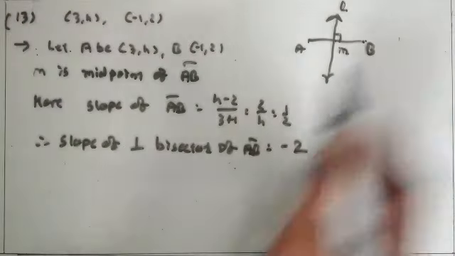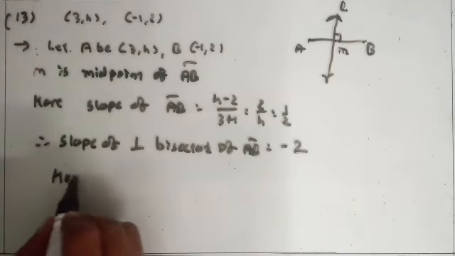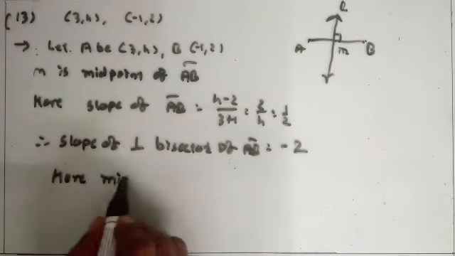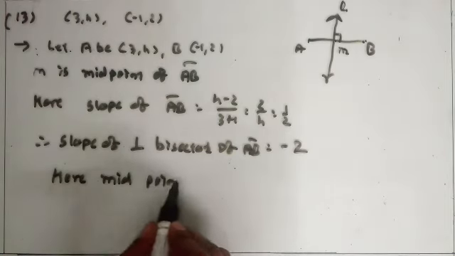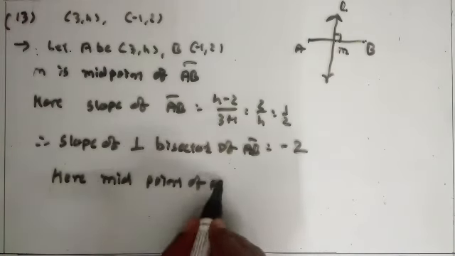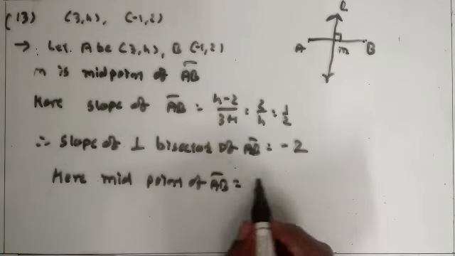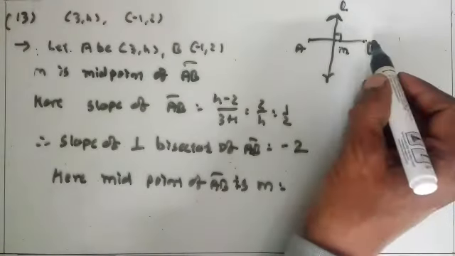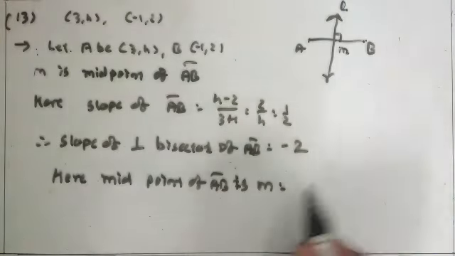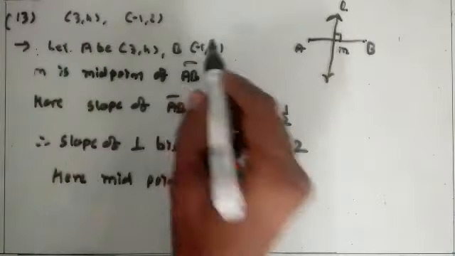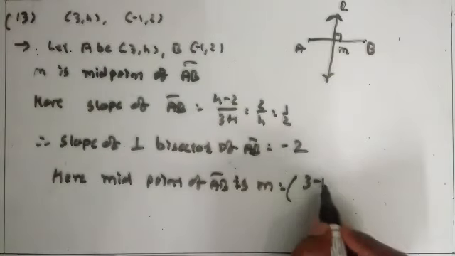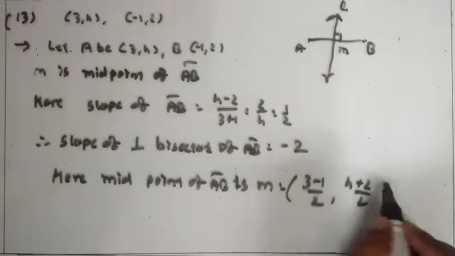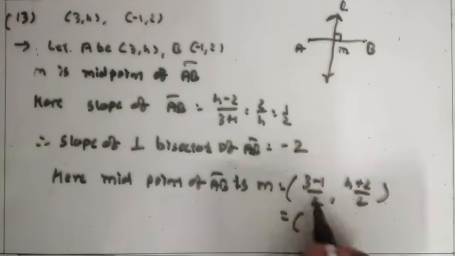Now find the midpoint of AB. The midpoint M is equal to ((x1 + x2)/2, (y1 + y2)/2). Here x1 is equal to 3, x2 is equal to -1, so (3 - 1)/2 is 2/2, that is 1. And (4 + 2)/2 is 6/2, that is 3.